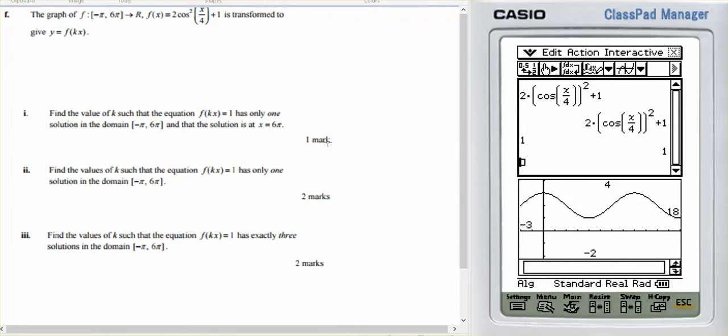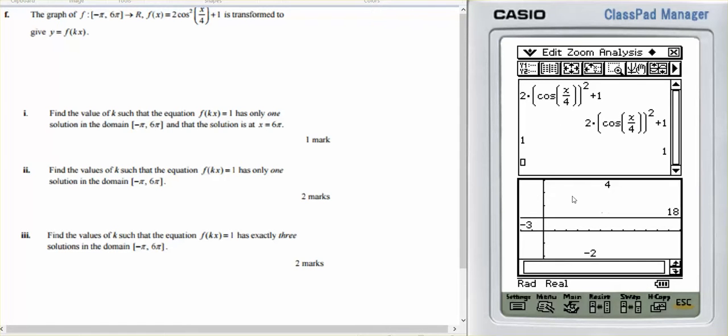This is for Year 12 Methods, and it's finding the values of a dilation for a set number of solutions. So we have this graph with a restricted domain from minus pi to 6 pi, and I have a cosine that's been squared, multiplied by 2, plus 1, and I'm looking for when does it equal 1. So I've drawn it over here, and I can see that here it is, and when does it equal 1?